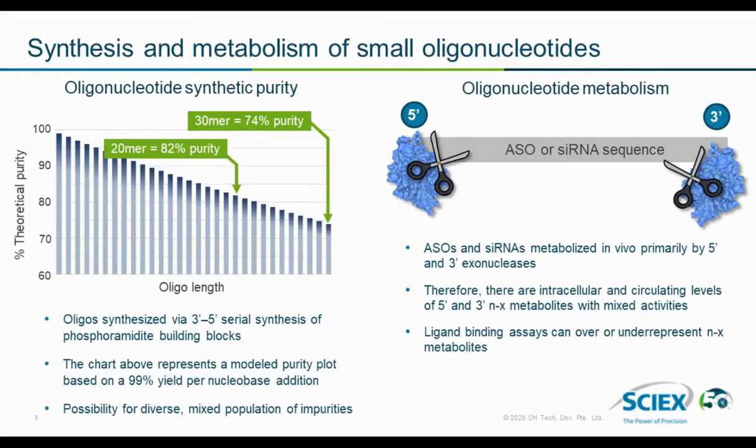This slide gives a highlight of the synthesis and metabolism of small oligonucleotides. The synthesis of an oligonucleotide is like a building block, like sticking Lego bricks together. You tend to add base on base, and these can be synthesized and are not necessarily built in cells. These are generally synthesized 3 to 5 prime serial synthesis using phosphoramidite building blocks.